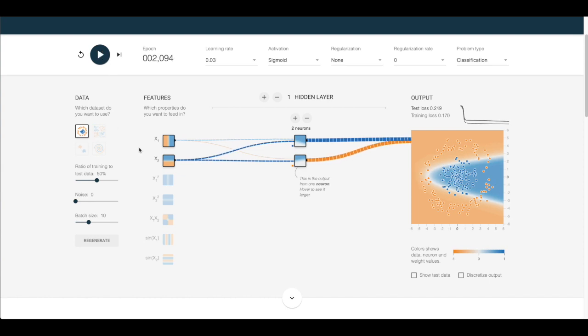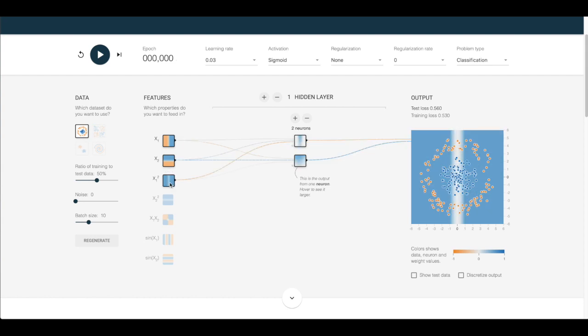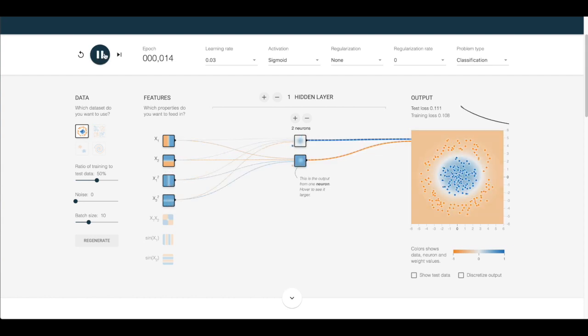However, if we apply an initial map here between the input and the first layer, by also computing the squares of the features, then it can very quickly discover the radial structure of the data set. And that's because x1 squared plus x2 squared is r squared, which is the variable that you need to split on to separate green from blue in this case.